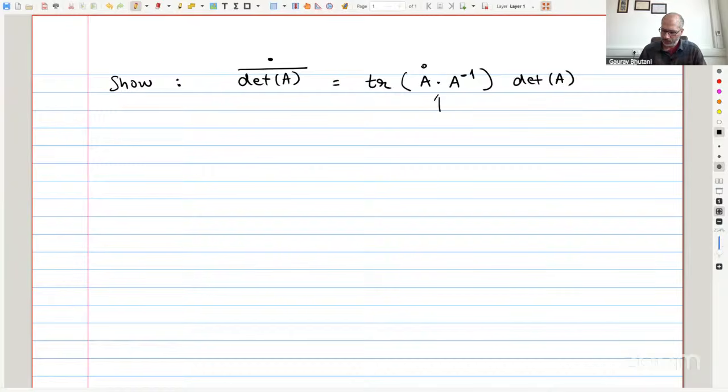So here, this dot that we have is the inner product between these matrices. Once you do that, you get a matrix again, and then we take the trace of that matrix, which comes out to be a scalar, multiplied by this scalar determinant of A, and that gives this scalar, which is the time rate of change of the determinant of A.